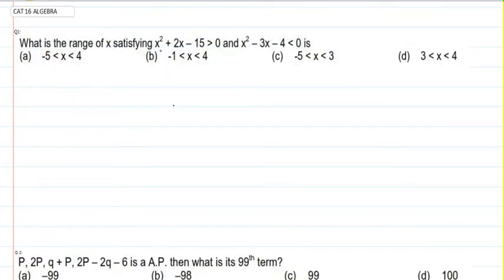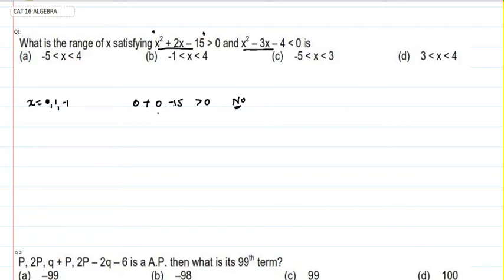What is the range of X satisfying this inequality and this inequality? Here, I notice the ranges are from -5 to 4, -1 to 4, -5 to 3 and 3 to 4. The easiest values to replace and check are 0, 1 and -1. If I replace 0 in the first inequality, it becomes 0 plus 0 minus 15. Is it more than 0? No, it is not. So 0 does not fit the first inequality.